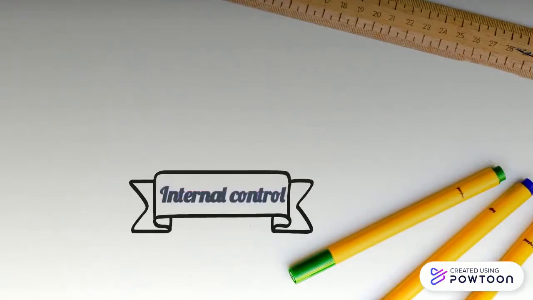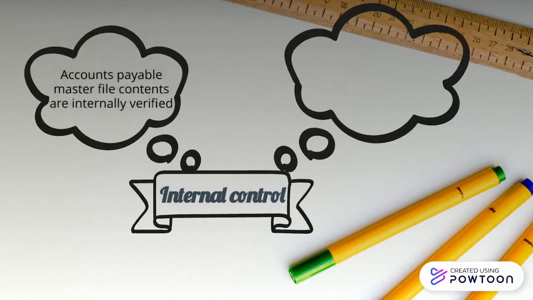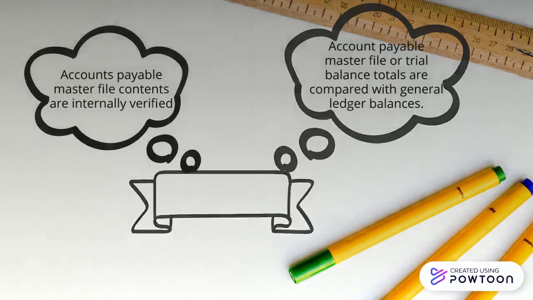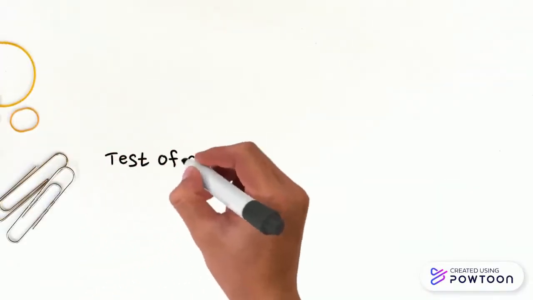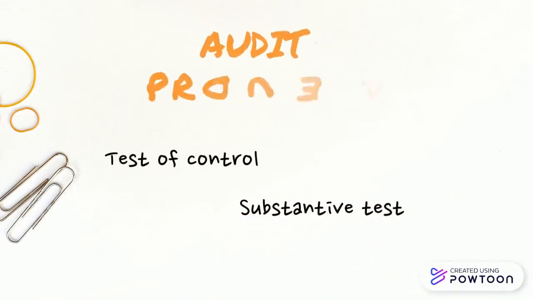For internal controls, it is divided into 2. The first one is account payable master file, contents are internally verified. The second one is account payable master file, or trial balance total are compared with general ledger balance. Tests of control and substantive tests are contained under audit procedure.